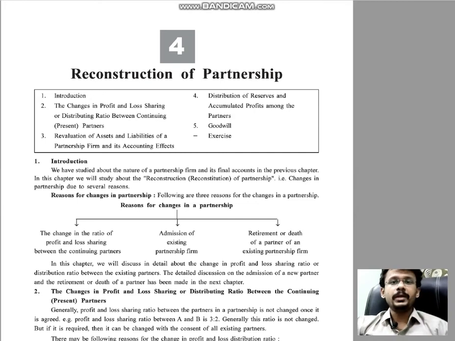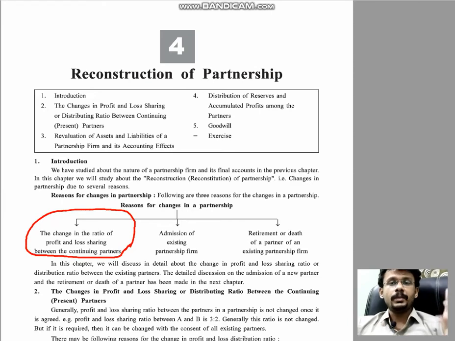Now the fourth chapter is related to reconstruction of partnership, that is, change in partnership. What are all the changes that can happen in a partnership? The first thing that can happen is a change in the profit and loss ratio. The profit and loss ratio of the partners changes. Suppose the old ratio is 1:1:1 for partnership firm A, B and C, and now the partners have decided to change 1:1:1 to 3:2:1. Suppose this is illustrative. That is known as reconstruction.